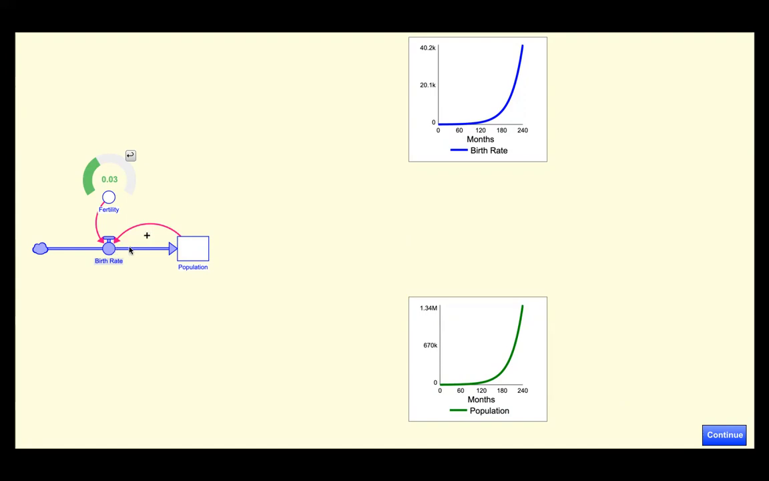We see that the population level and the birth rate interact in a loop that reinforces the population development. We call this a reinforcing or a positive feedback loop. So far, the model is not able to reproduce the problem at hand. So we continue the modeling process.